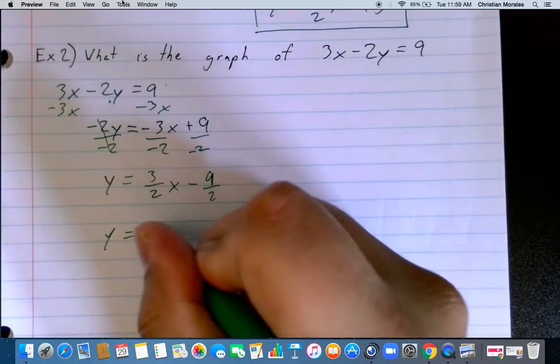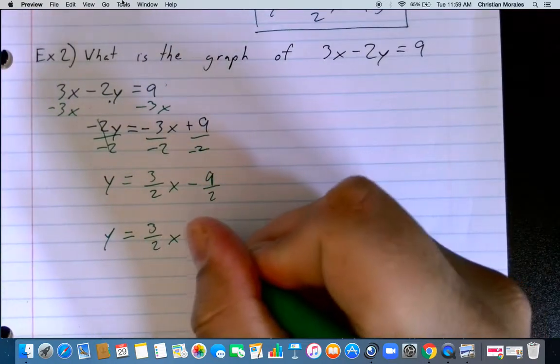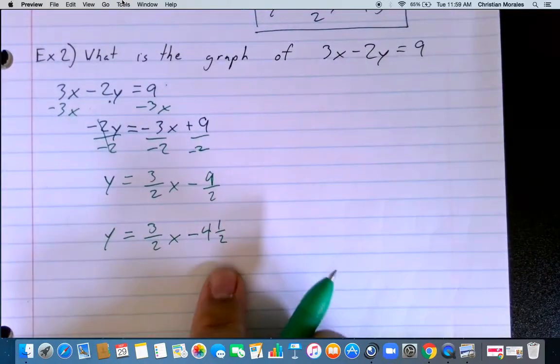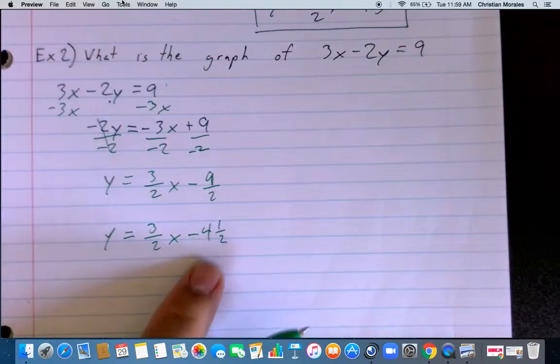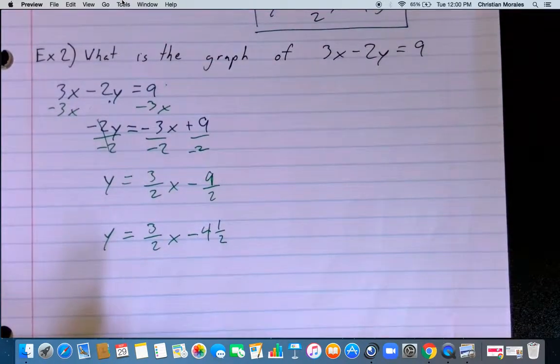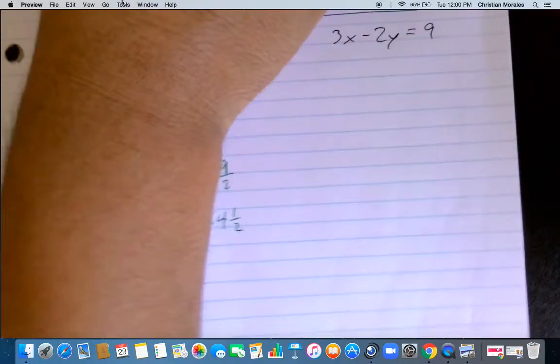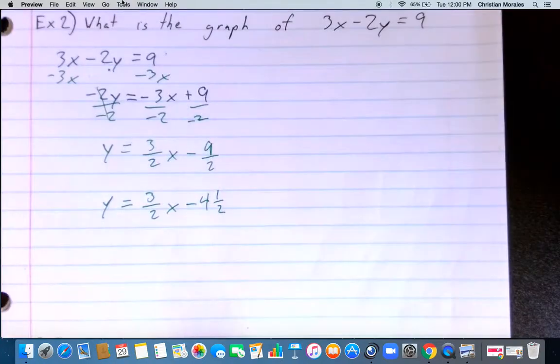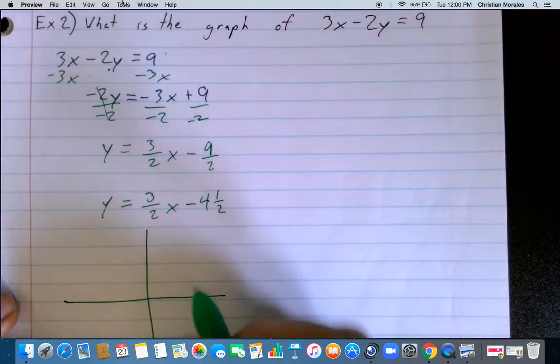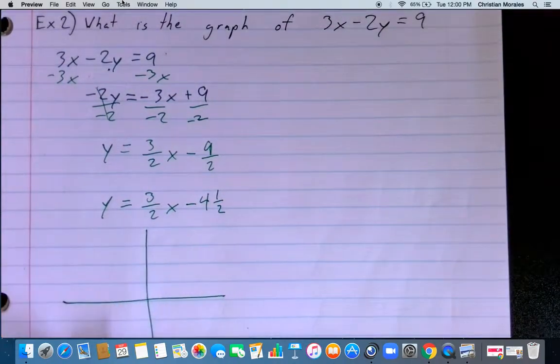Now, if I'm going to graph that, I want to turn that into a mixed number or a decimal. So if I divide it by 2, I get -4 1/2. Okay, so that's where you would graph it. You would take this information and graph it. Okay? So just to kind of review with you what the graph would look like. -4 1/2.